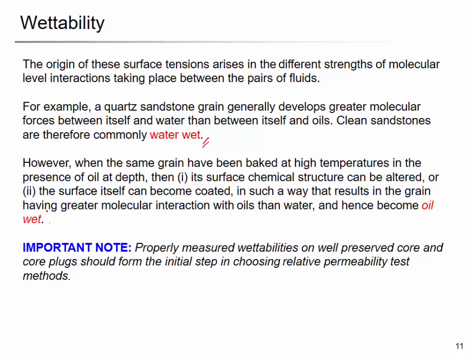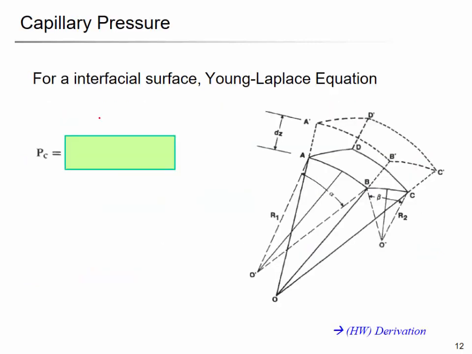And properly measure the wettability on well-preserved core, and the core plug should be the initial step in choosing relative permeability test methods. So then, capillary pressure. How can we define and estimate the capillary pressure?